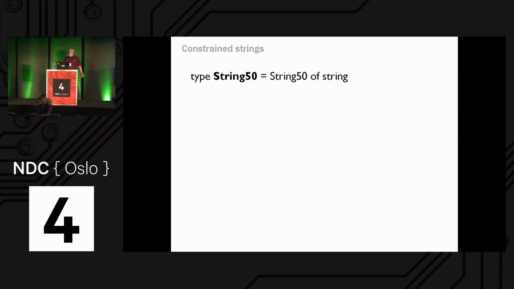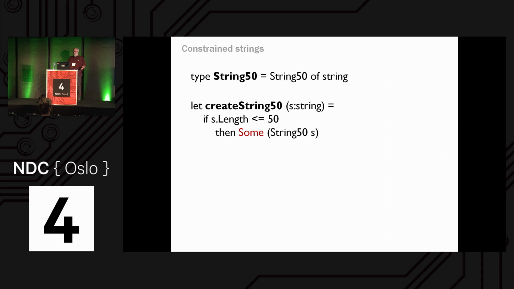Another very useful type is a constrained string. Like we have a string that has to be 50 characters or less, and we do the same thing. If the length is 50 or less, it's good, and if it's longer than 50 or something, it's bad. So again, if we look at the signature, you give me a string, and I might give you back a string 50, or I might not. So you have to handle that.